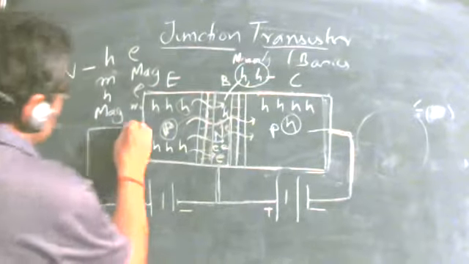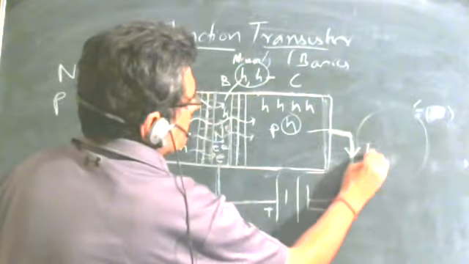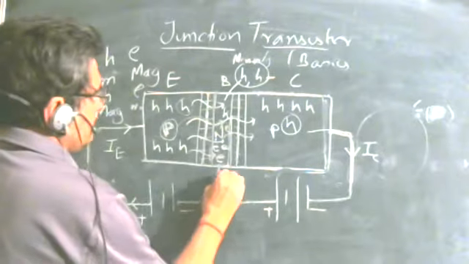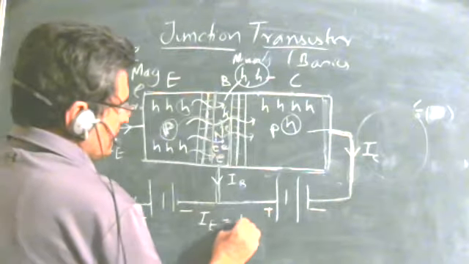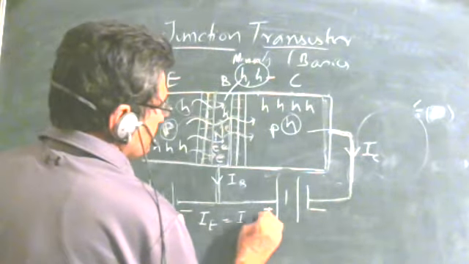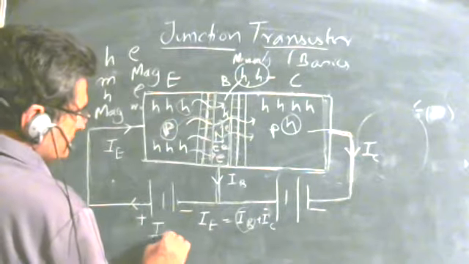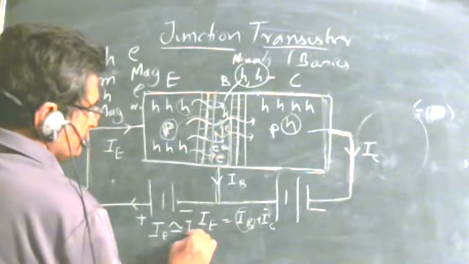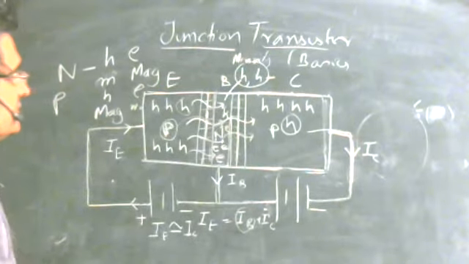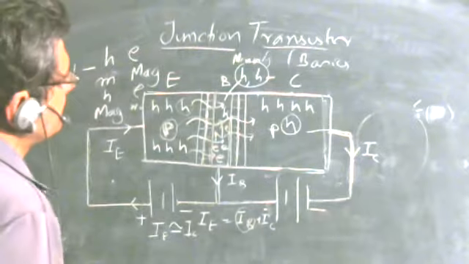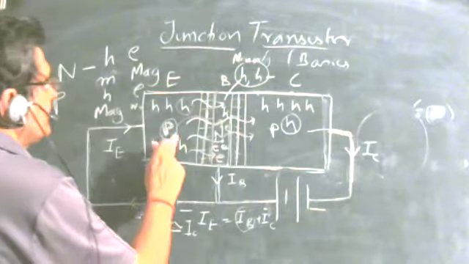So you see, if IE is the emitter current, IC is the collector current and IB is the base current, IE is equal to IB plus IC. IB is very small. In fact, IE can be approximated as equal to IC. So most of the current from the emitter crosses to the collector. So this is the basic working of a PNP junction transistor.